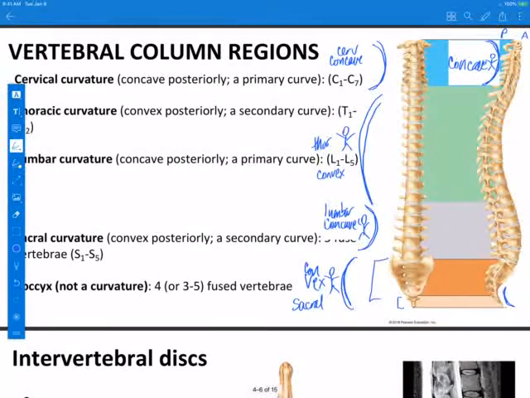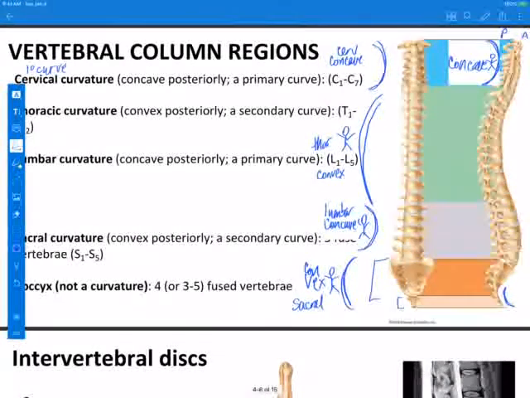These curves develop at different points in development after birth. So there's a mistake in this PowerPoint presentation. A primary curve, which I'll write like this, is one that develops first. It's the first curve in the vertebra to exist. So we're born with this, if you look at a baby, we're born with this natural curve that's convex posteriorly.